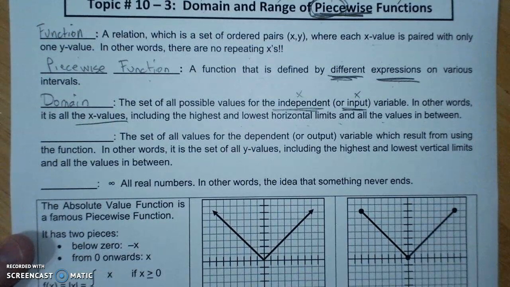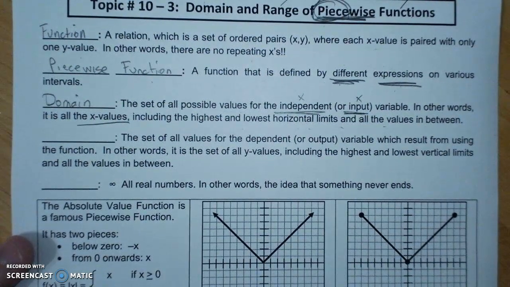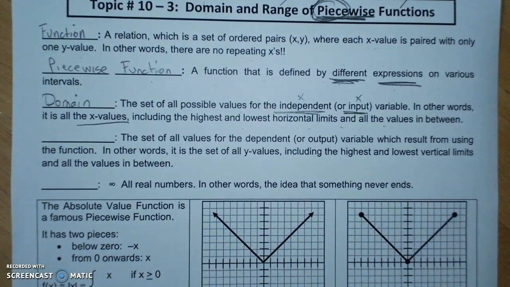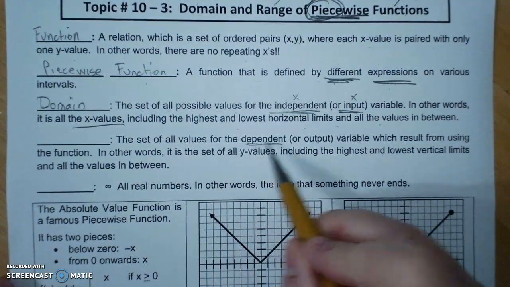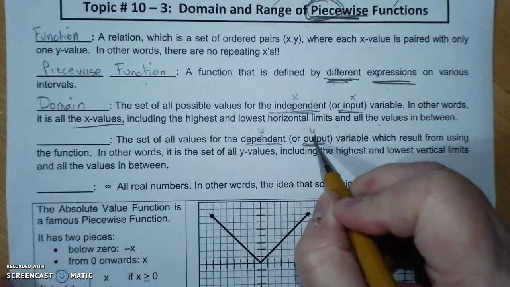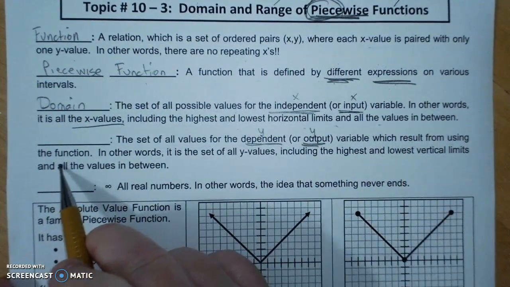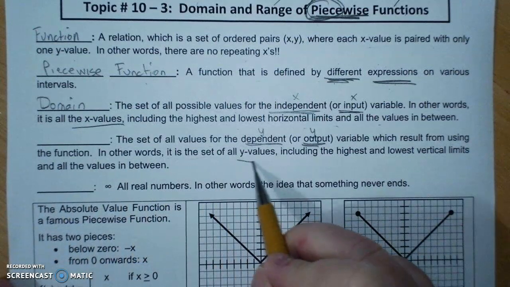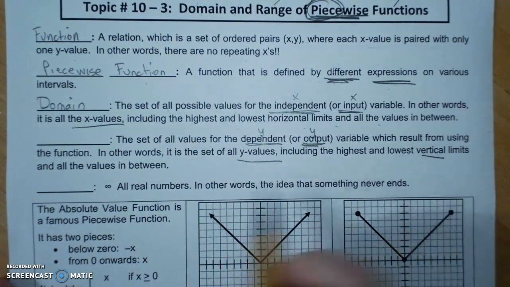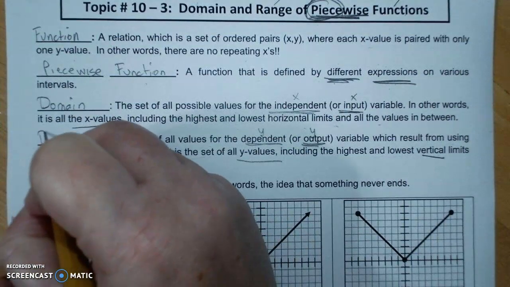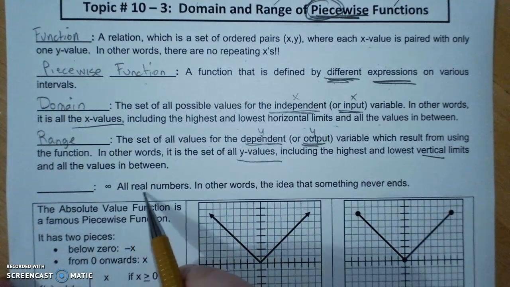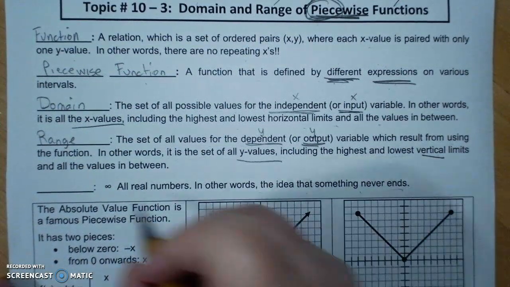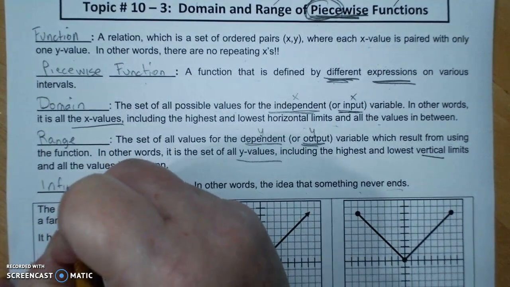Now with our Jamboards and Google Slides, we're not going to have as many issues on your ability to communicate that you know how to do these. And then the set of values for the dependent output, dependent is y, output is y, which results from using the function. In other words, it is the set of all y values, including the highest and lowest vertical limits, and all the values in between, and that is considered range. All real numbers, in other words, the idea that something never ends, this is called infinity.